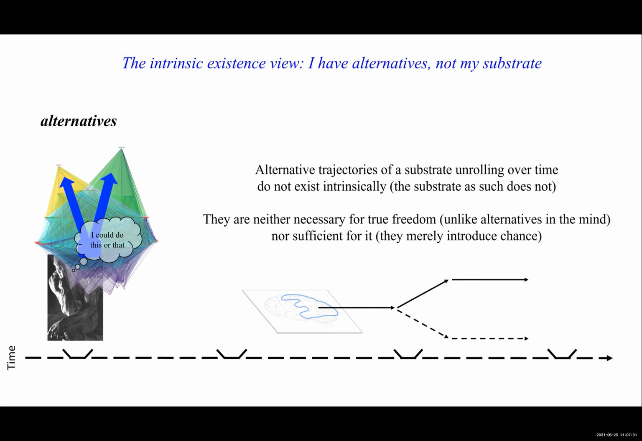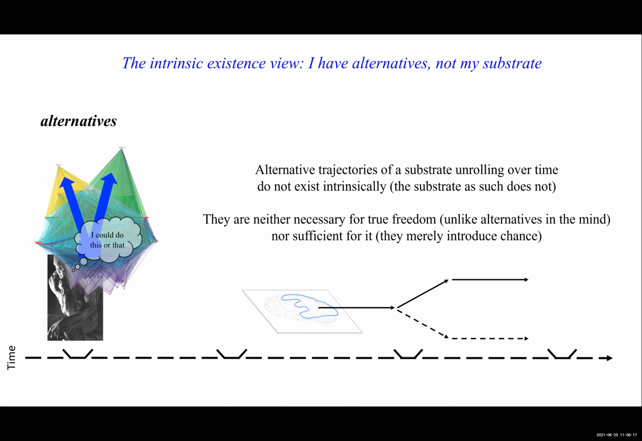They don't exist. The substrate as such does not exist. At any moment, all that exists is this. That's what truly exists. Consciousness as a physical cause-effect structure. And these hypothetical trajectories that we can conceive, whether we introduce determinism or not, are neither necessary for true freedom, because they don't exist, nor are they sufficient, because if there is some alternative at the micro level because of indeterminism, it merely introduces essentially chance and not really any freedom. So you can see here, remember this, it's a vertical alternative between two possible courses of action in your mind, not a horizontal alternative as what the substrate might be doing. There is no such thing as the substrate, but only the substrate unfolded.